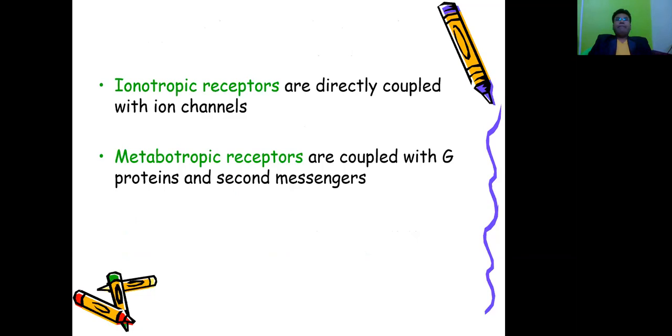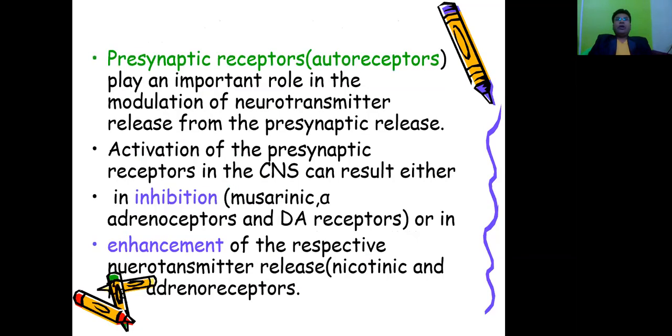Now, the presynaptic receptors are also called autoreceptors. They play an important role in modulation of the neurotransmitter release from the presynaptic membrane. The activation of the presynaptic receptors in the CNS can result either in inhibition, that is muscarinic, alpha adrenoreceptors and dopaminergic receptors, or in enhancement of the respective neurotransmitter release, that is the nicotinic and beta adrenoreceptors.